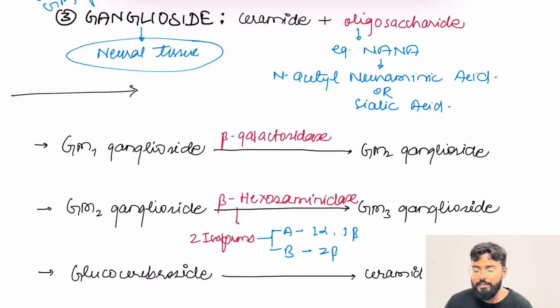So GM1 is going to convert into GM2 with the help of beta galactosidase. Remember, this is your galacto, not gluco. And GM2 is going to get converted into GM3 ganglioside with the help of beta hexosaminidase.